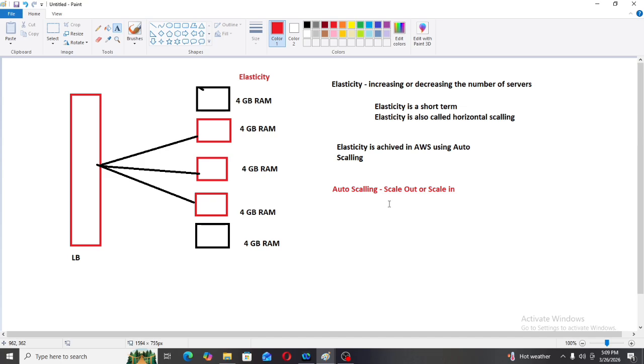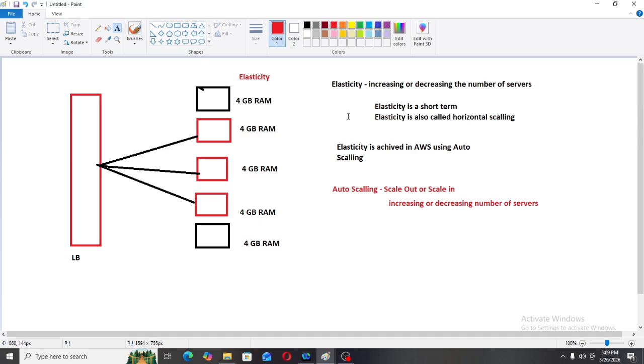Now, what is elasticity? In simple words, elasticity means increasing or decreasing the number of servers. Elasticity is achieved in AWS using auto scaling. Auto scaling means scaling out or scaling in the number of servers. As per the requirement, we are increasing the servers and we are decreasing the servers.